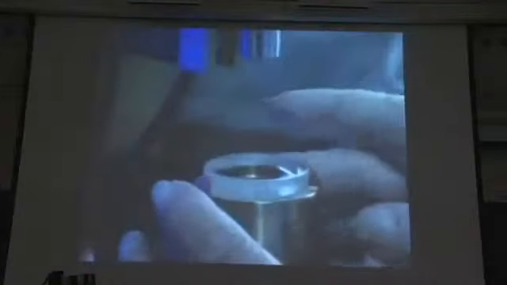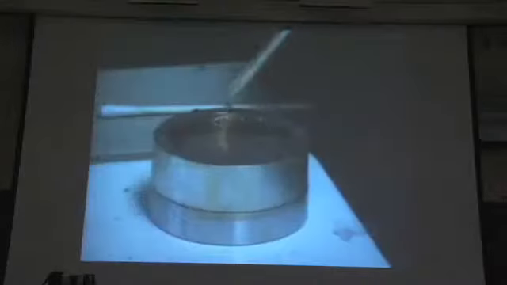Then the convex lens goes to another technician who places it in a holding device. He looks into a microscope and adjusts the position of the lens until it's optically centered. He uses wax to keep the lens from shifting in the holding device.